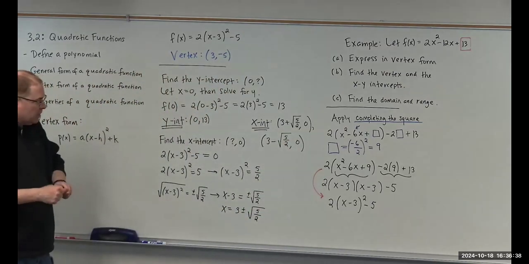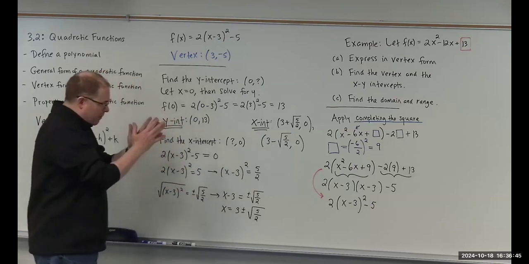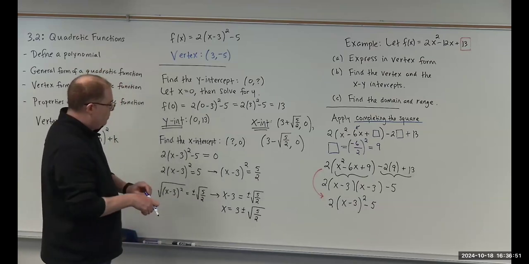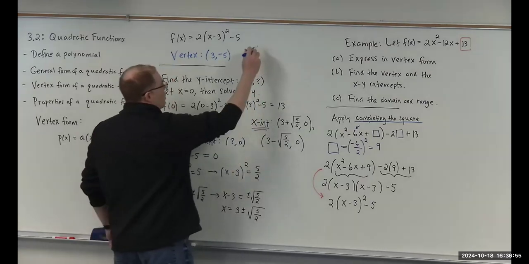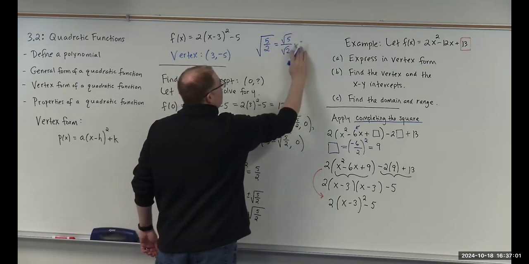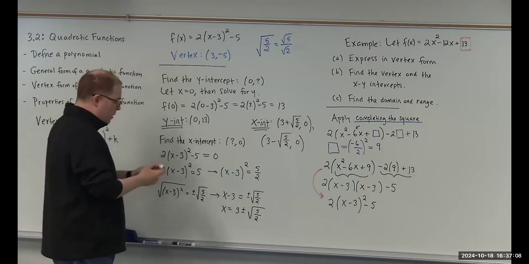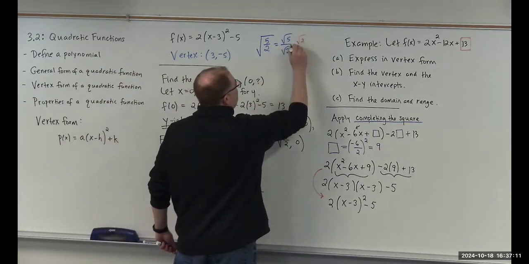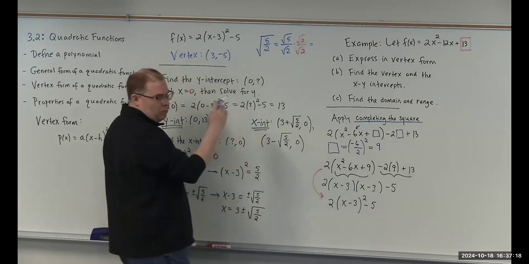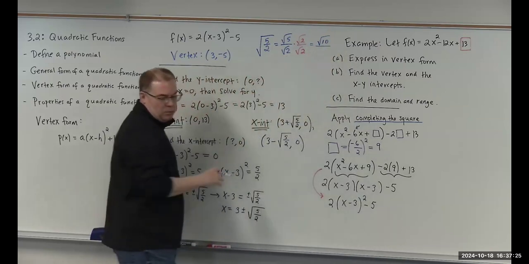Now, sometimes we can rewrite this in a different way by rationalizing our square root. Let me do that aside here. Square root of 5 over 2 is the same thing as root 5 over root 2. In order to write this without the square root in the denominator, we can multiply the top and bottom by root 2. So square root 5 times square root 2 is root 10 over, well, root 2 times root 2 is just 2.